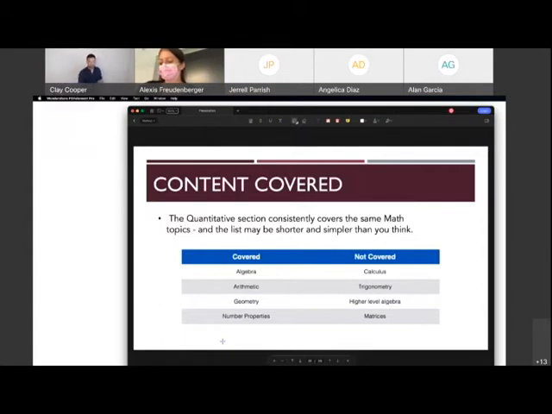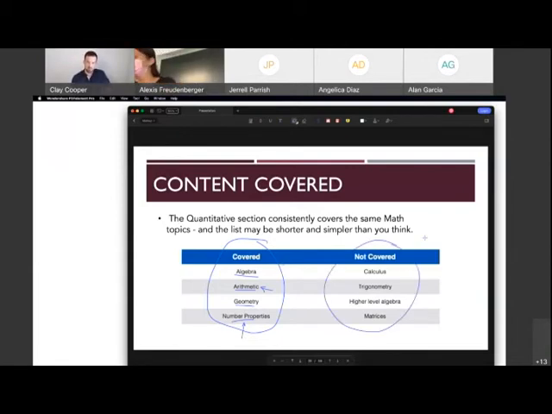Now, another really important thing to talk about here is the topics covered, the content covered in the math section. Some of you will greet this chart with relief, because it shows that covered on the GRE quantitative section are algebra, arithmetic, geometry, and number properties. Arithmetic means adding, subtracting, multiplying, dividing, performing mathematical operations. Number properties can be anything from even and odd to prime, factors, multiples, all that good stuff.